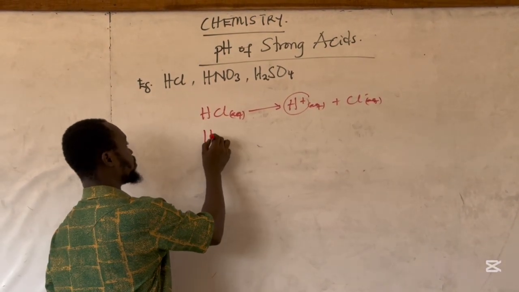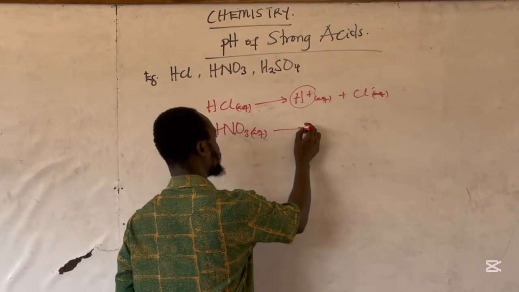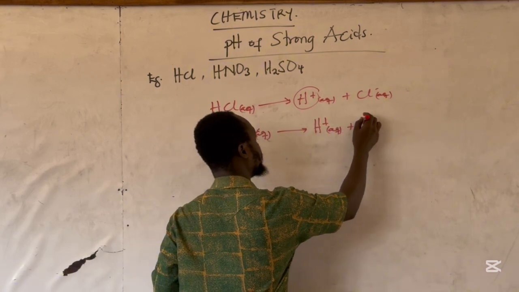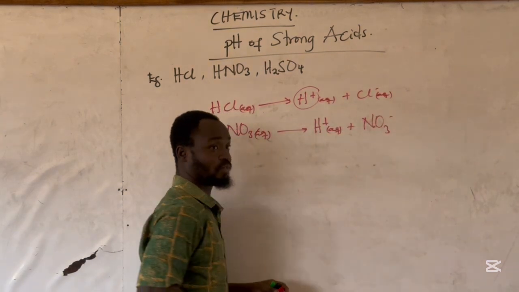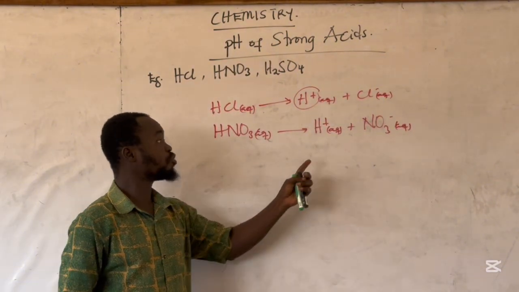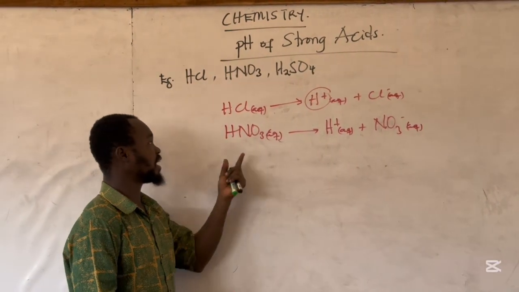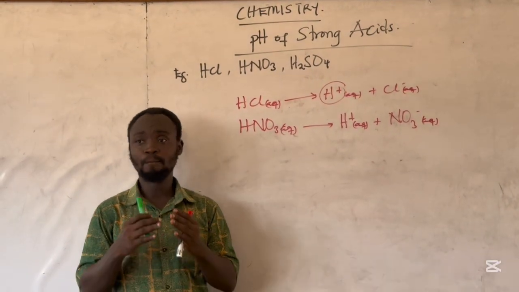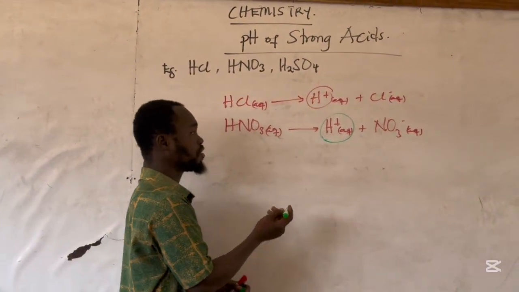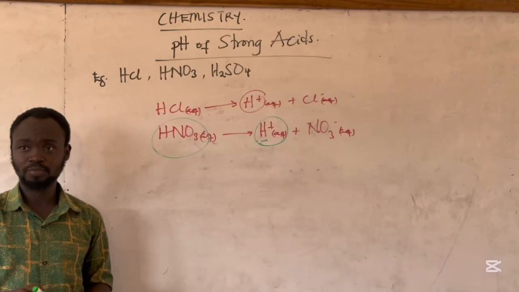When I take HNO3 in an aqueous form, it will give me H plus aqueous plus the NO3 minus aqueous. Again, there is only one H plus that is being ionized. It indicates that the HNO3 is also monoprotic. So for monoprotic acids, the concentration of the acid is the same as the concentration of the H plus ions. Please don't forget.